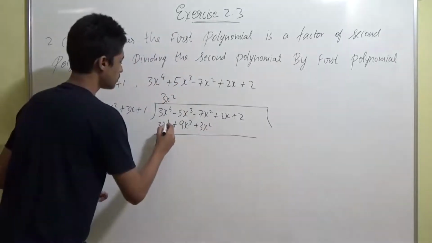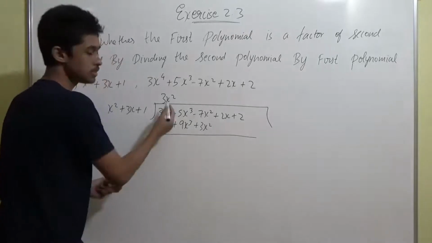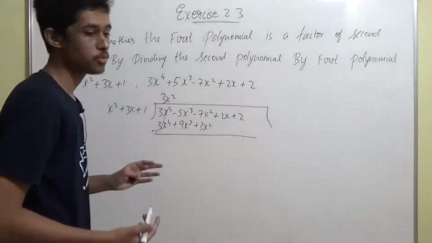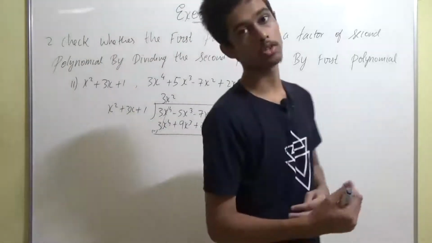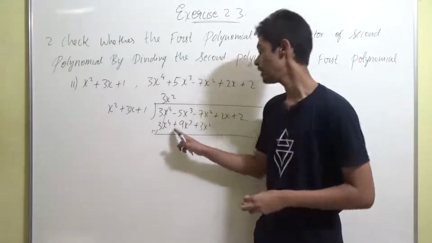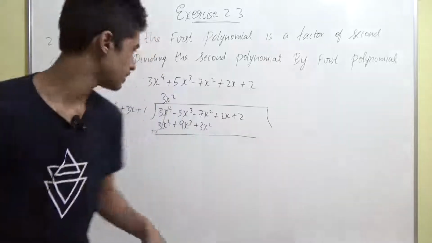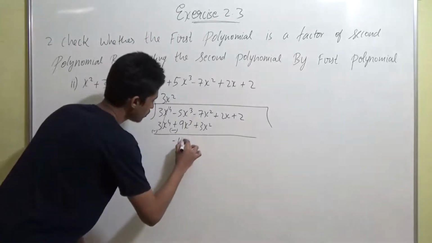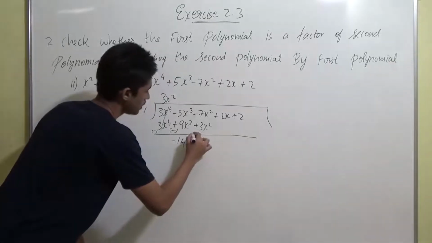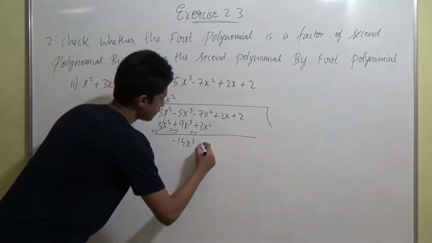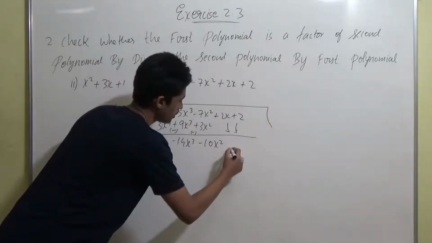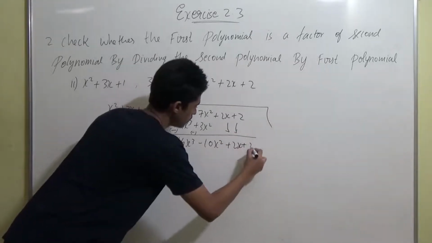So now this term will get cancelled guys, the first term, right? Because 3x to the power 4 and minus 3x to the power 4 is going to give us 0. And here we are going to change the sign and see what's going to happen. If we change the sign, we are going to get minus 14x to the power 3, and here again if we change the sign, we are going to get minus 10x to the power 2, and these two terms we are just going to pull down, plus 2x plus 2.